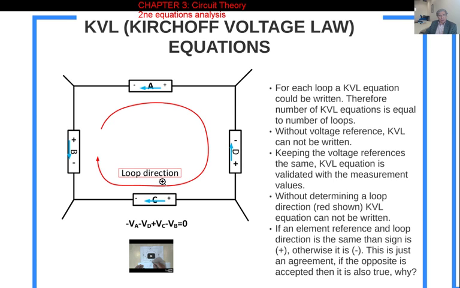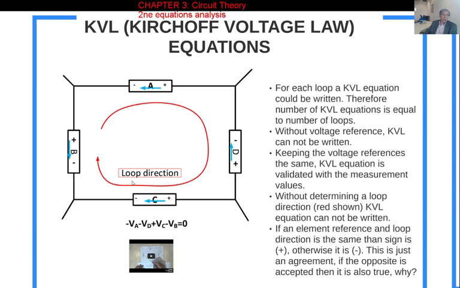Now how are we going to write it? We're going to state a rule, but this rule could be changed, and the result would not change. The rule is this: if the loop direction is the same as the element current reference direction, then the sign of this element voltage is going to be plus. For example, for element C, the current reference and this loop direction are both from right to left. They are the same, so in front of the element voltage we've got plus.